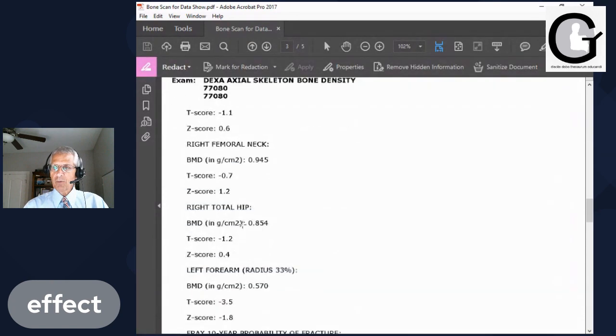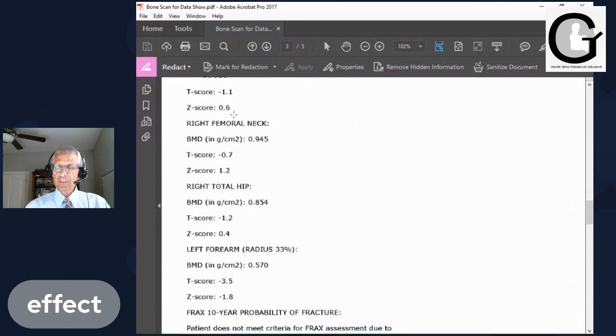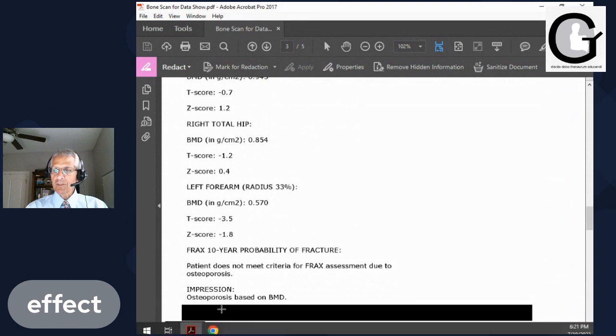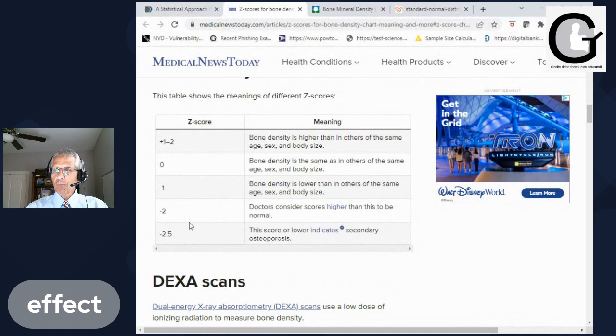It's good. Now let's go back down here. Here's a Z score of 0.06. Now as you get to 0, you're going to have more and more towards the average, right? So here's 1.2 right femoral neck. That's good. 0.4, good. Negative 1.8 left forearm. So let's take a look at negative 1.8 and see what it says. Negative 1.8 is still, doctors consider scores higher than this to be normal. So here's a Z score. Here's a negative 1. Here's a negative 2.